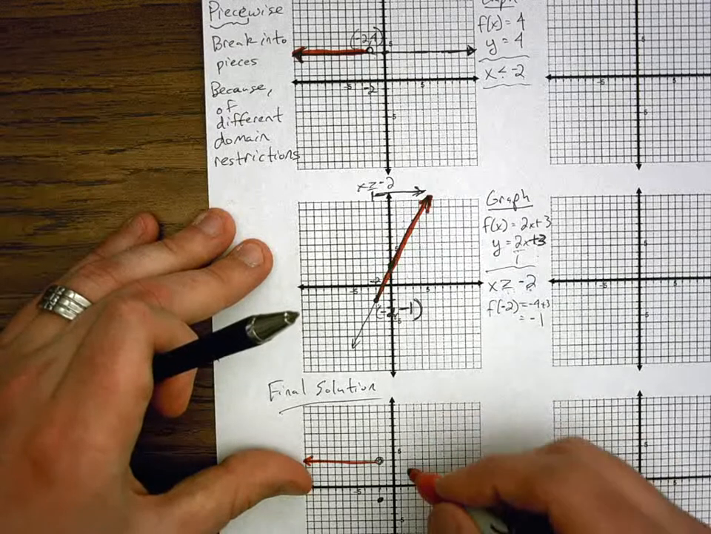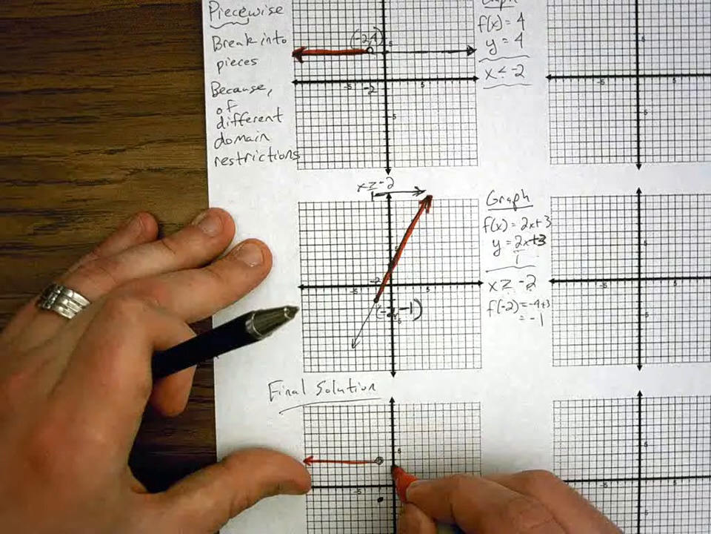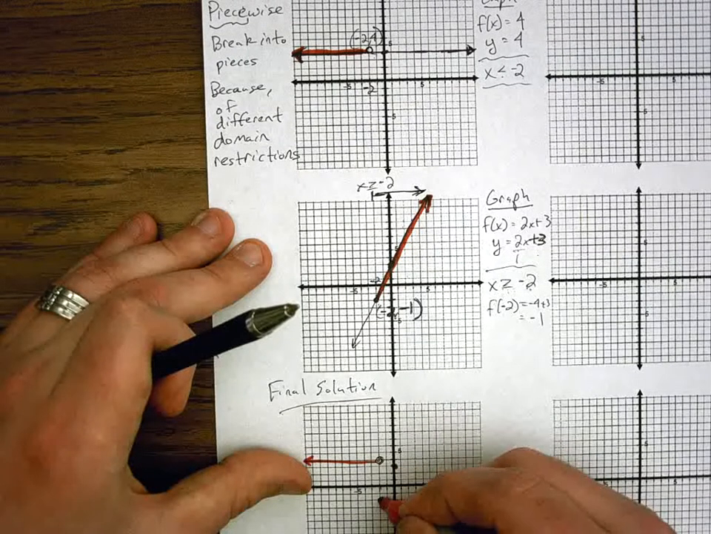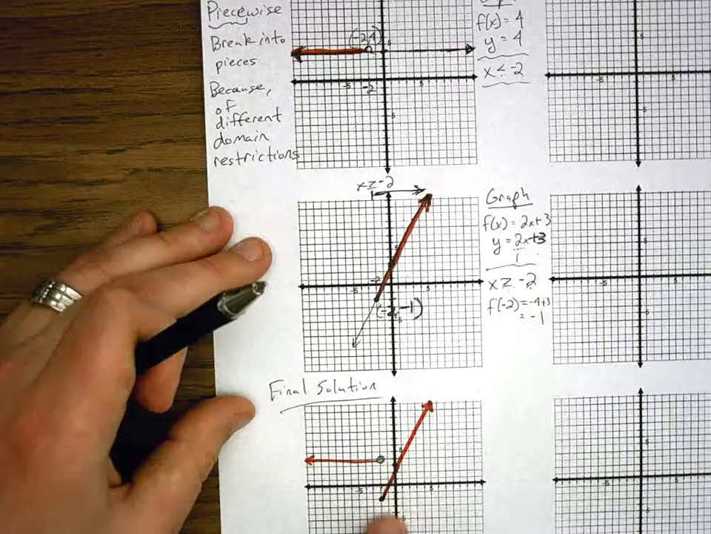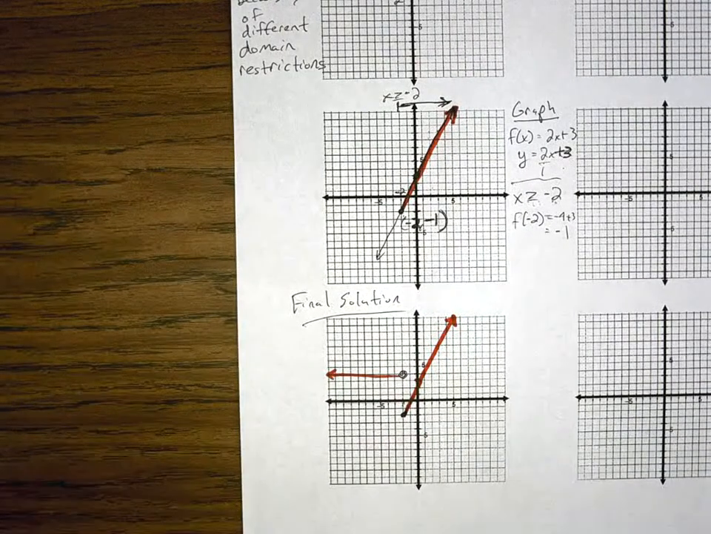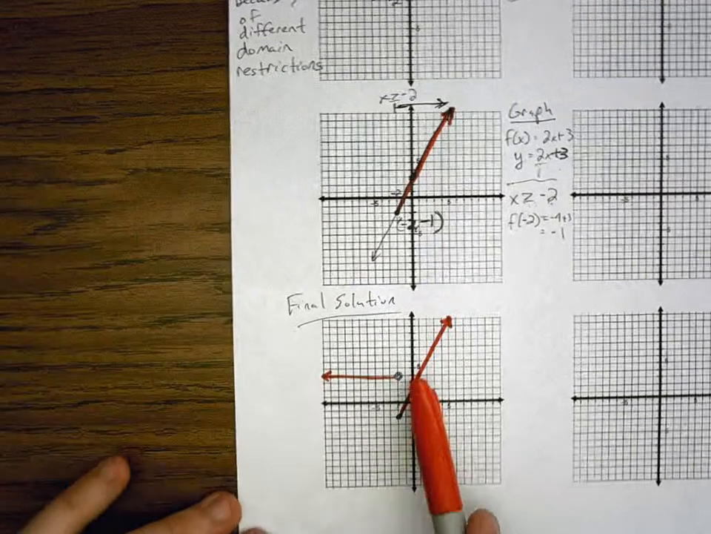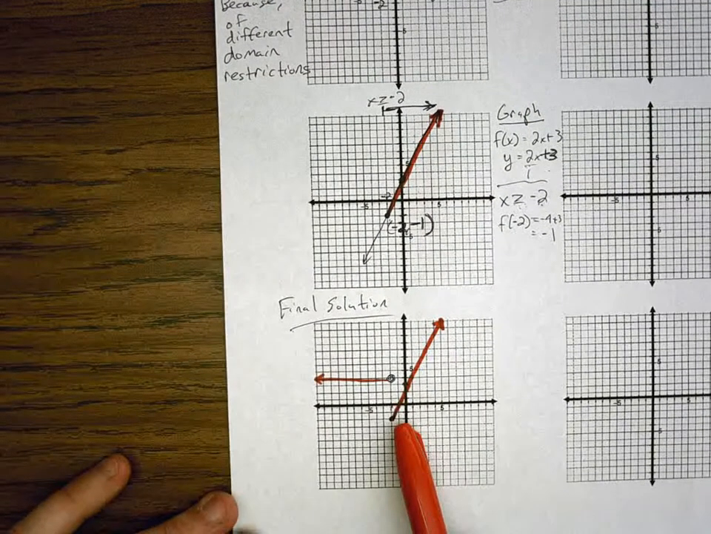And then it goes through +3 right here, +3 for the y-axis, and that's it. So this is your final solution down here, taking the two pieces and putting them on one graph. They don't have to be touching. Sometimes they will, sometimes they won't. This is it jumping around a little bit.